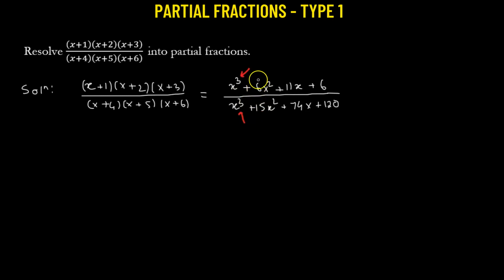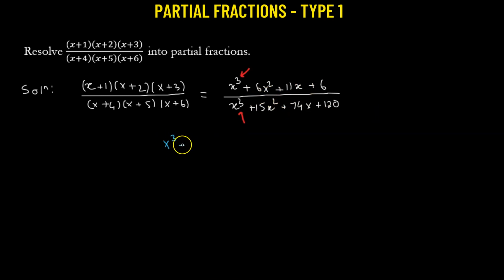To convert it into a proper rational fraction, that means we need to have the degree of the numerator less than the degree of the denominator. Here we will have to perform a long division. Long division means we'll have to divide the numerator by the denominator. Let's perform the long division.